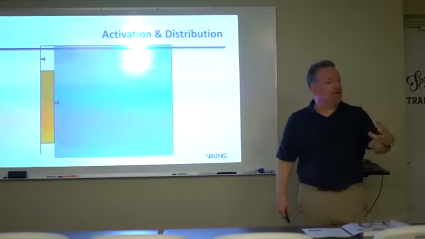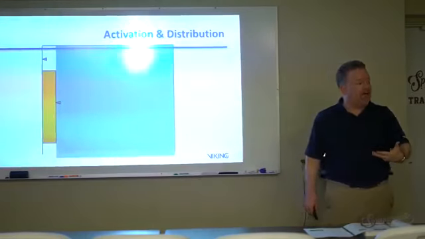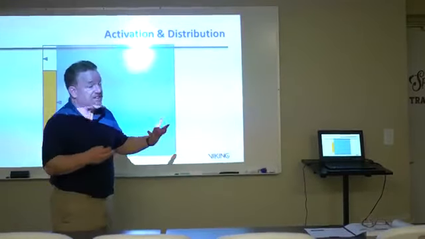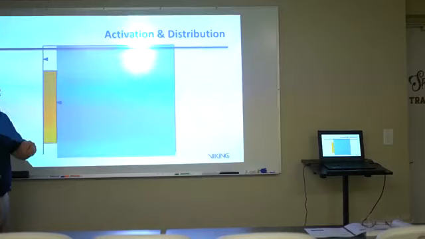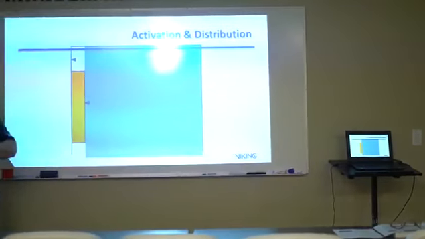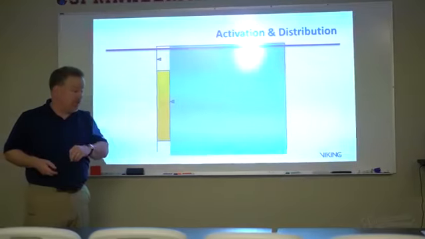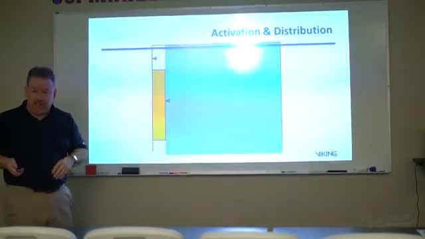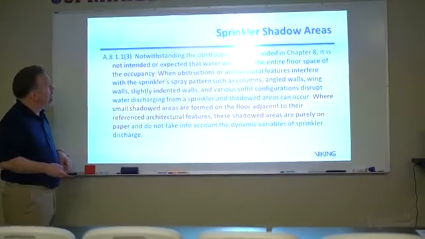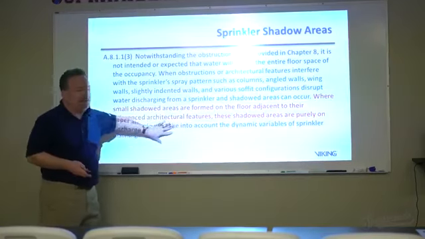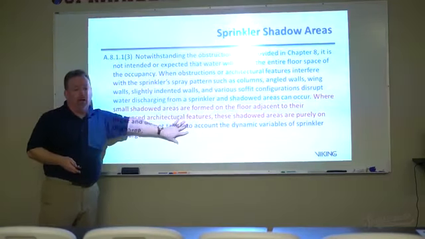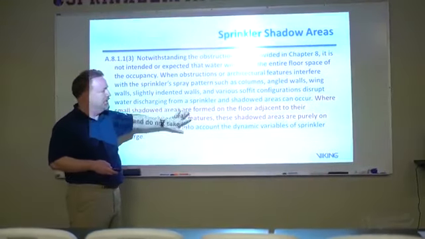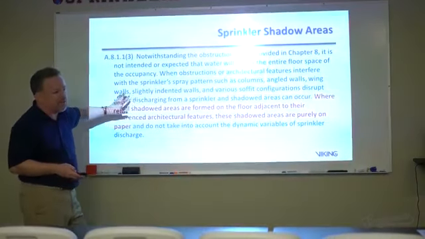It's only when you get to early suppression fast response sprinklers, ESFR, where their goal in their operation is actually suppression, that you get to a different level of obstruction rules, and it's much stricter on ESFR sprinklers, mainly because they have a different objective they're trying to get to. All right, so in this case, it got to the point where language was added to NFPA 13 in the annex material, specifically calling out and addressing shadow areas.